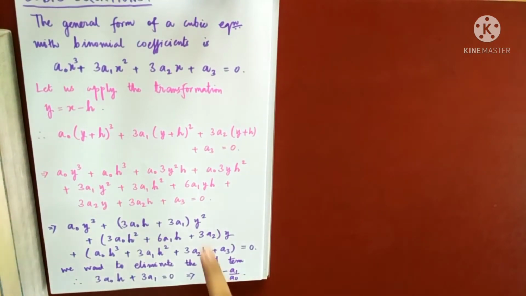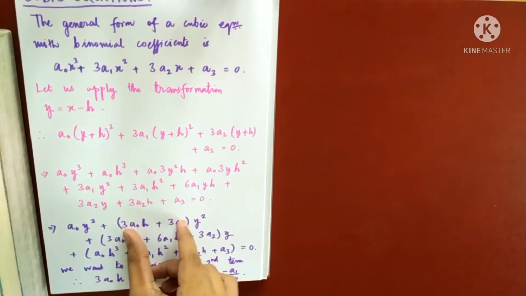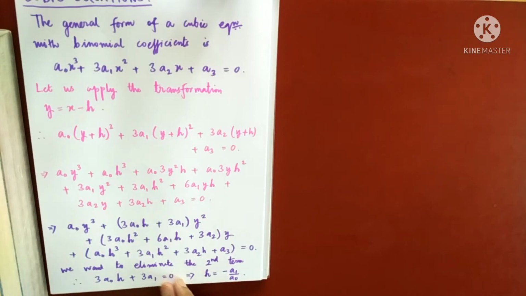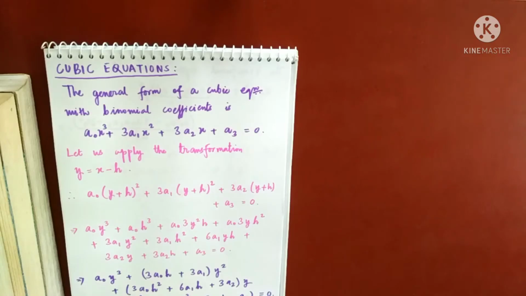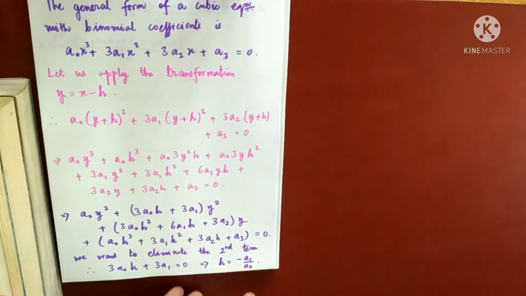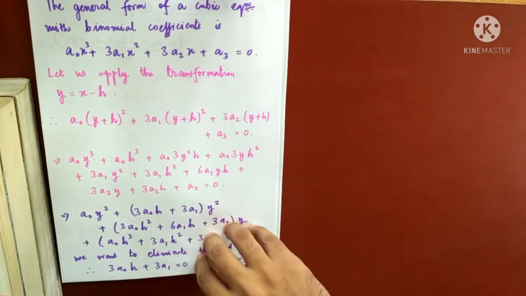If you want to eliminate this second term, I need this coefficient to be 0, and hence h will be equal to minus a1 by a naught. Good enough. So I'll be putting h equals to minus a1 by a naught here. Let's see what will happen.